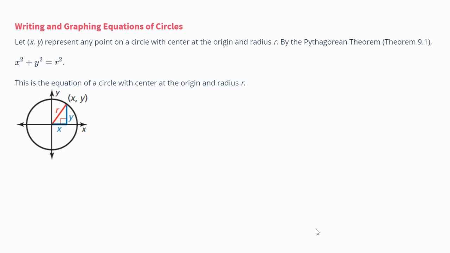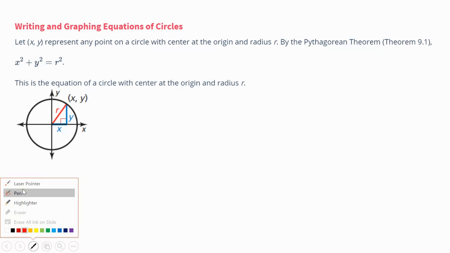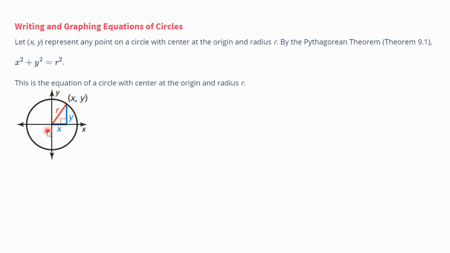So the first thing we want to look at is circles centered at the origin. Their equation is x squared plus y squared equals our radius squared. And if we look at our picture here, if the circle is centered at the origin, we can create a right triangle to show how to find the length or the distance of our radius.